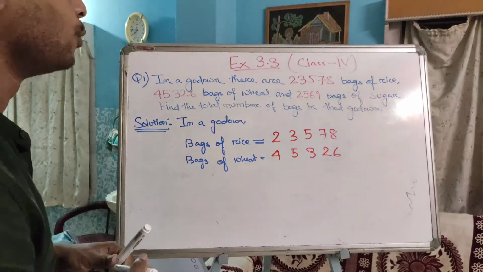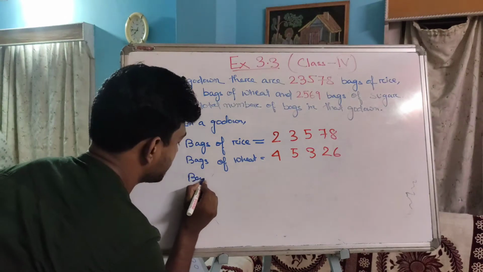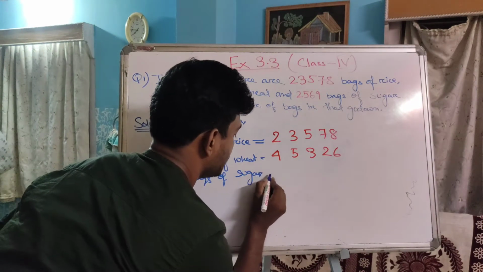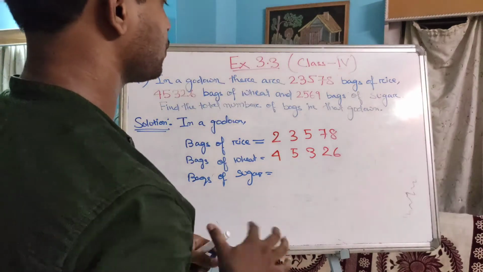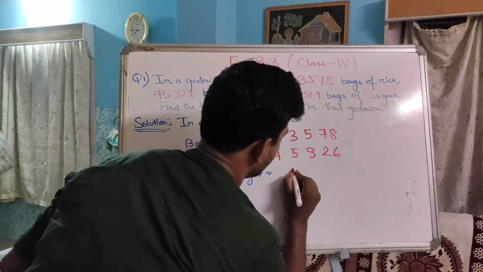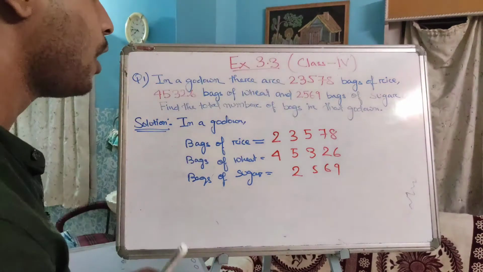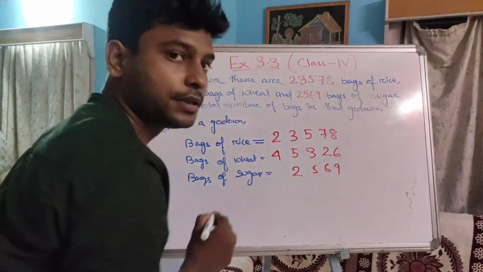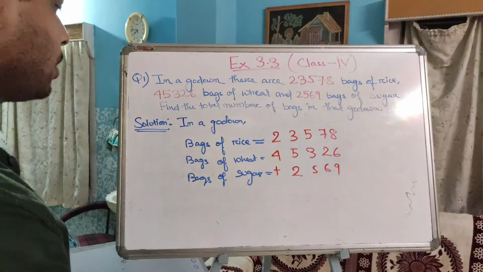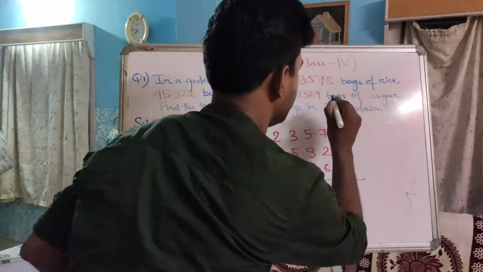And thirdly, we will write the bags of sugar. Bags of sugar equals, how many bags of sugar are there? 2,569. So let us write here 2,569. And now we are ready to add these three quantities. Let us add. We will draw a line to add these up.